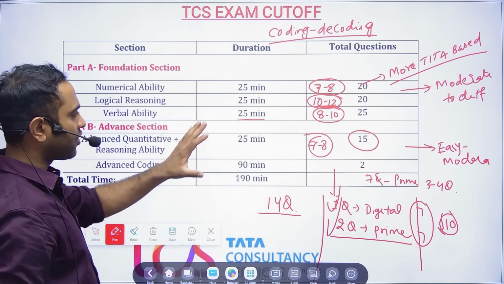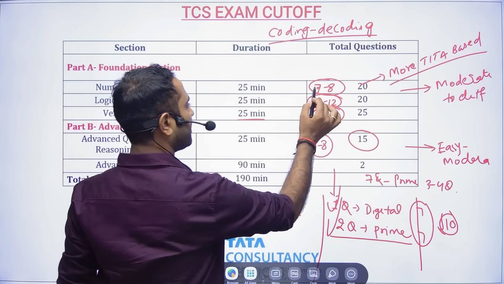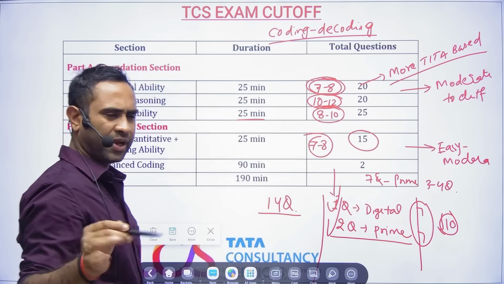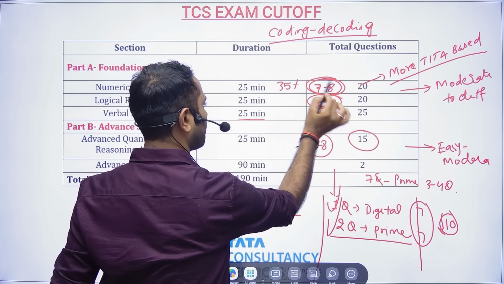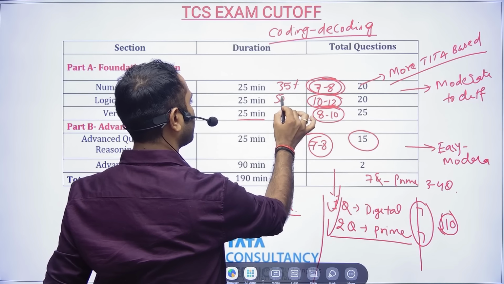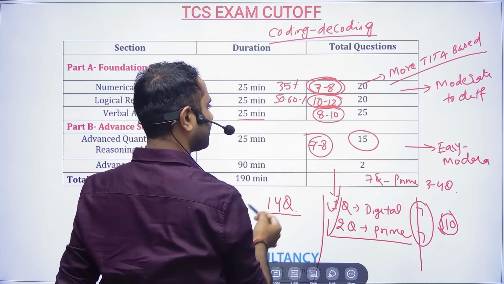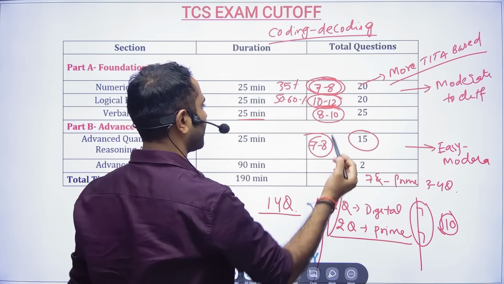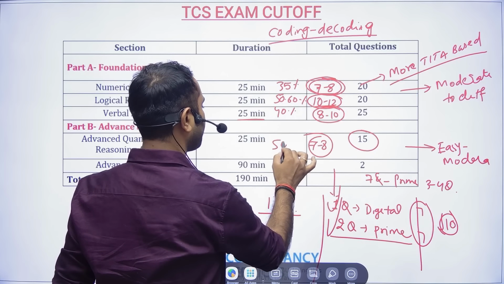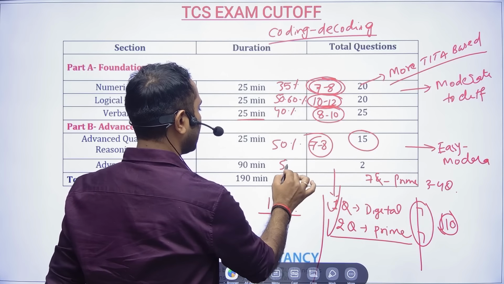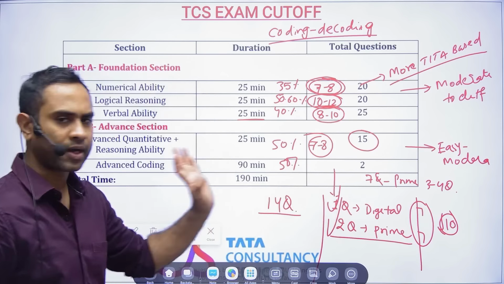So friends, your cutoff will be, see, because this was an easy part, 7 to 8, so around 35%. So here you will say around 35% to 40% will be the cutoff. Here 50 to 60% will be the cutoff. Here, see, how I am telling from my past experience. Again here around 40% will be the cutoff. Here around 50% will be the cutoff, and here again around 50%, based on what I explained to you.